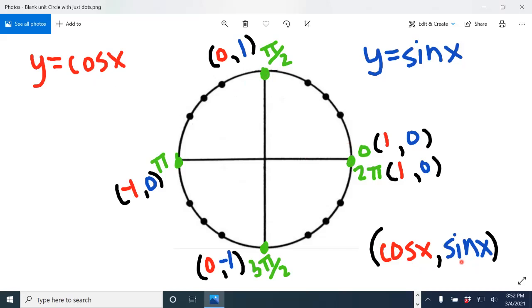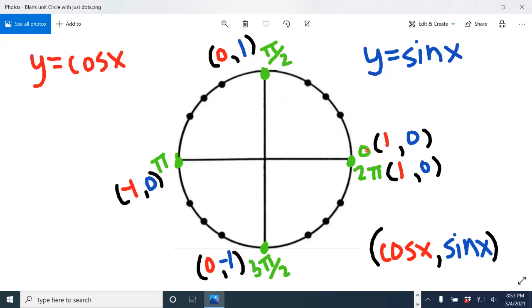Now, when we're dealing with cosine, cosine is the x coordinate and sine is the y coordinate. So I try to color code. Here I wrote cosine x, sine x. All of these in red are your x coordinates, which are your cosine. All the ones in blue are your y coordinates, or your sines.